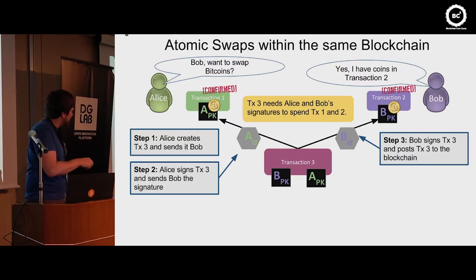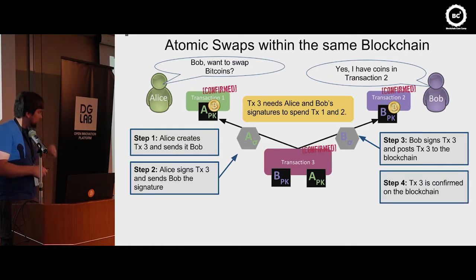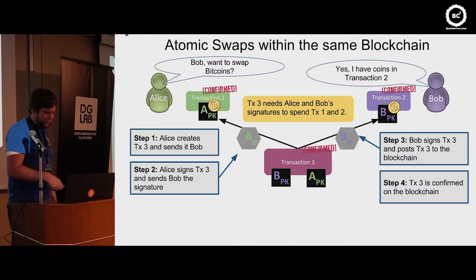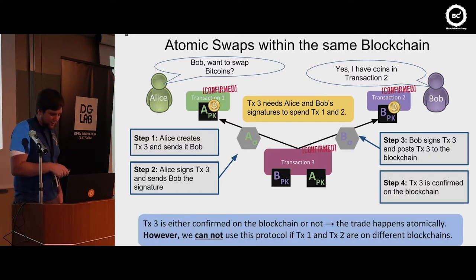Bob also signs transaction 3, making transaction 3 valid, and posts it to the blockchain. And once it's confirmed, they have swapped coins.